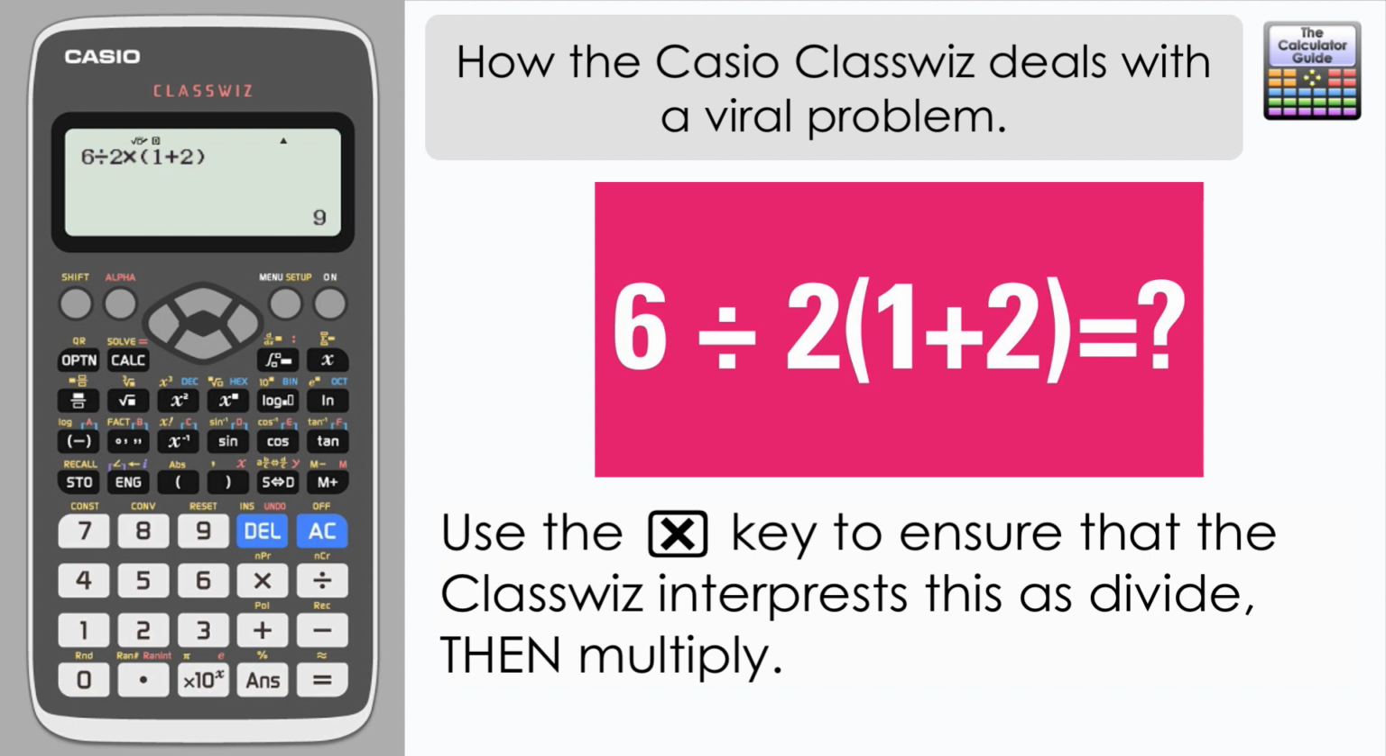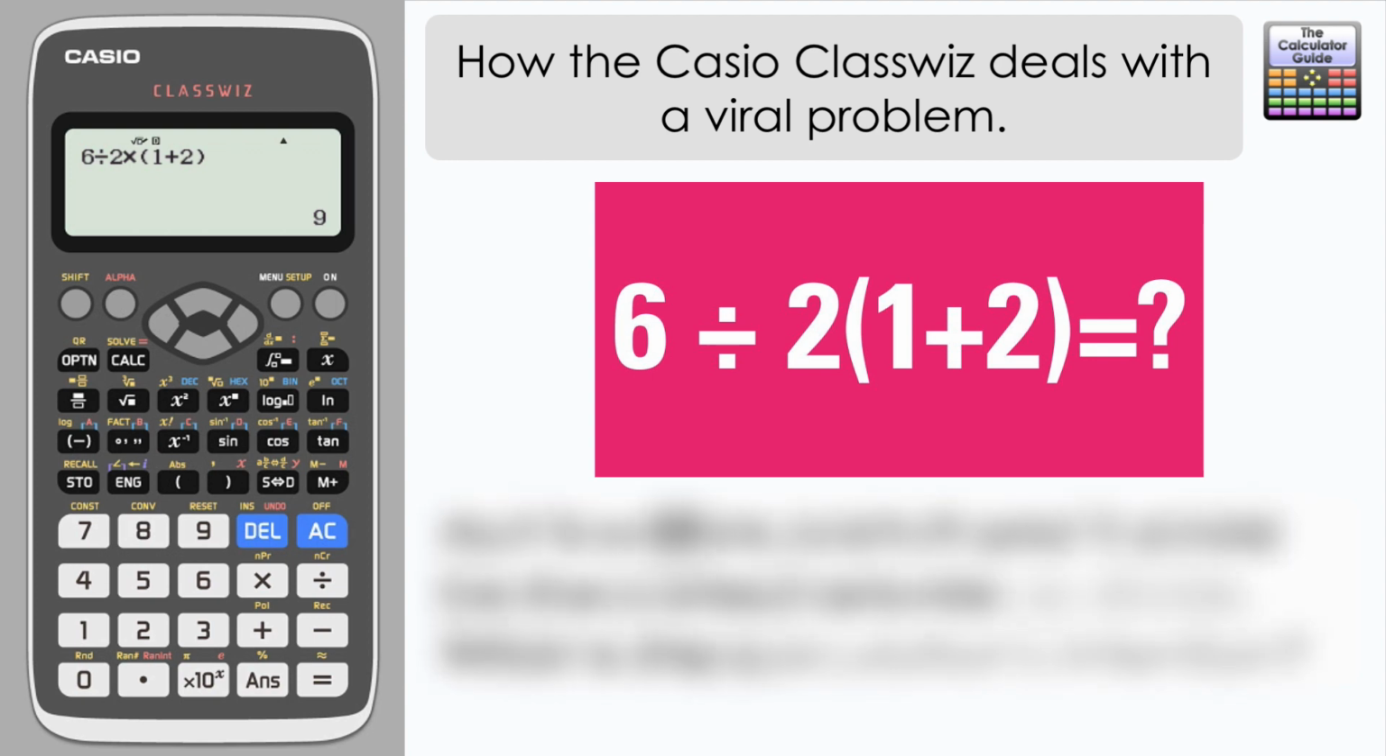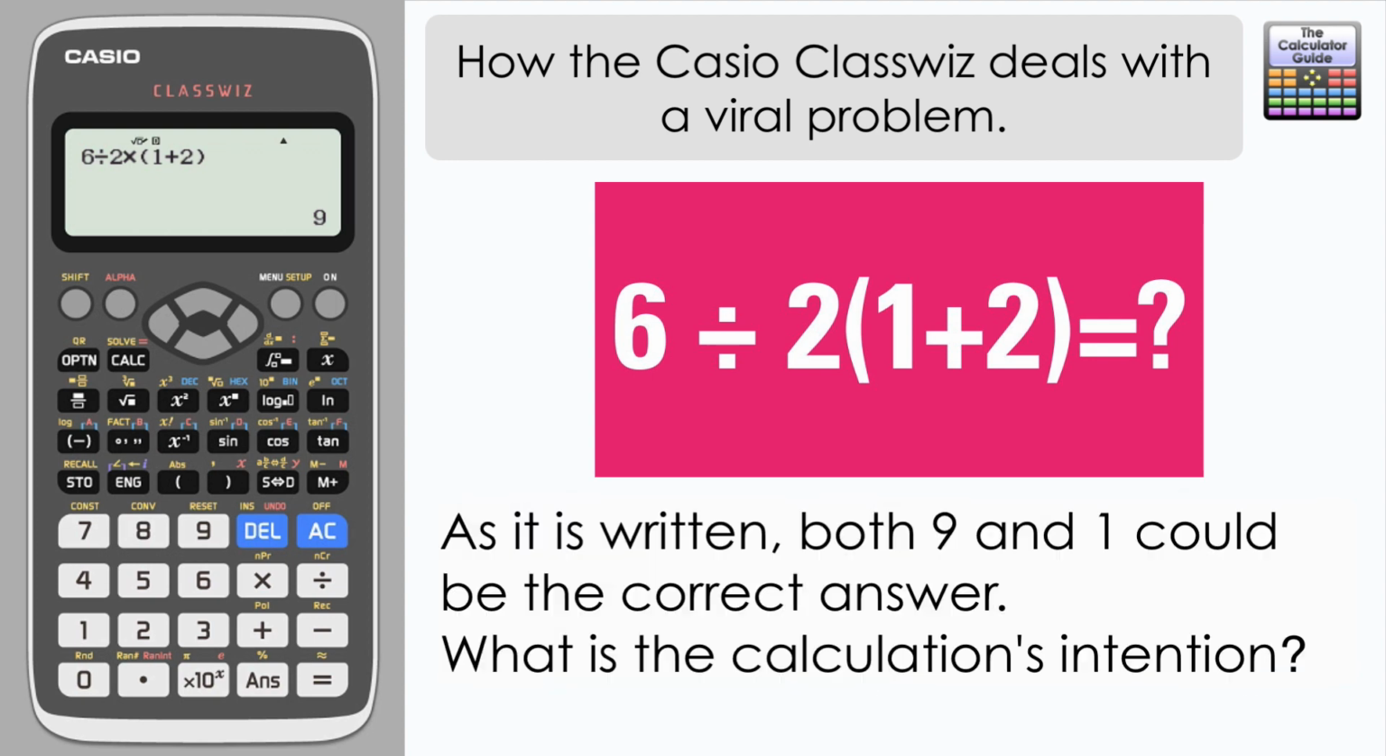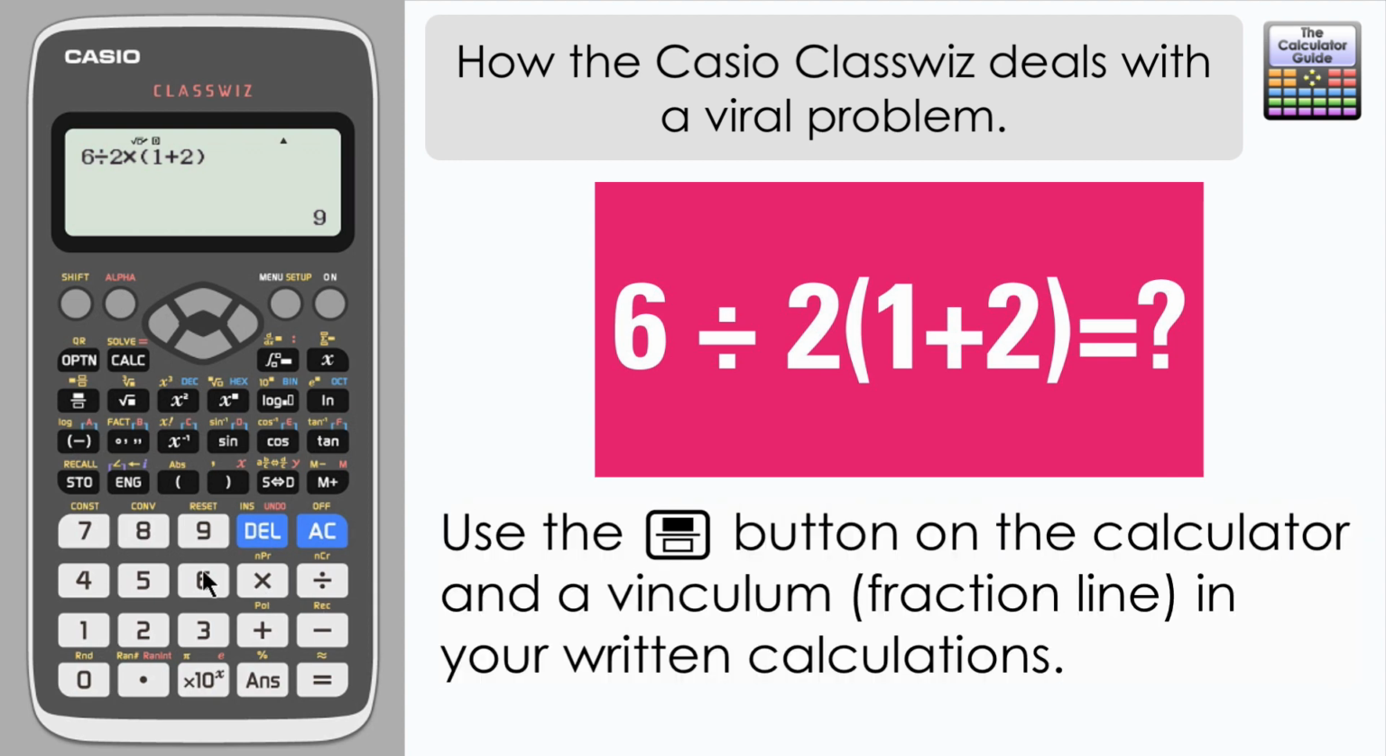Now you may be wondering, what actually is the answer to the problem as it is written? Well, really both answers are correct because of this ambiguity, and it's all about the intention of what you want to calculate. Do you want to calculate 6 divided by 2 times 1 plus 2, or 6 divided by 2 times 1 plus 2? And one of the things that can help you eliminate this ambiguity is using the fraction button, changing it slightly depending on what your intention for the calculation is.